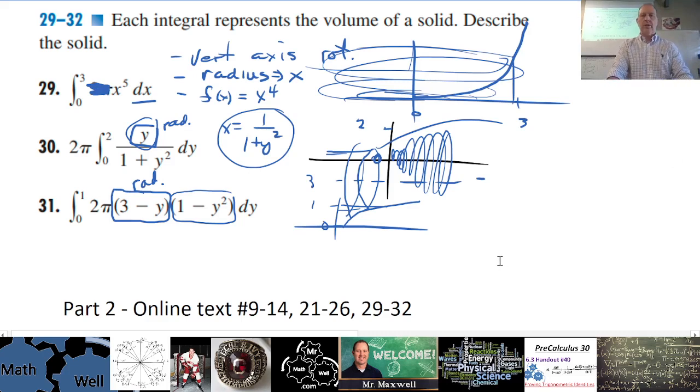Okay, so there's the questions that pertain to the vertical revolution around a horizontal line there. 9 to 14, 21 to 26, 29 to 32. Work on those. I'll be primarily focused on the even questions from you.